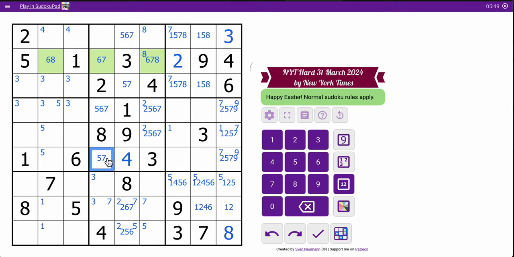6, 7, 5, 6, 7, and 5, 7. That may be a 5, 6, 7 hidden triple. Let me look at the other digits. If that's a 5, 6, 7 hidden triple right here, then 2, 4, 5, 6, 7, 8 are placed. I need 1, 3, and 9 in these cells.